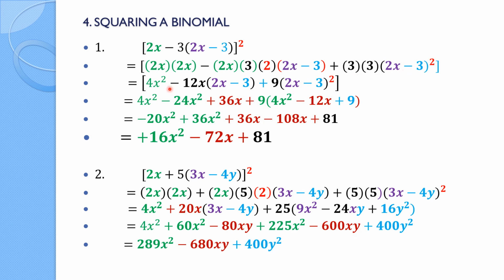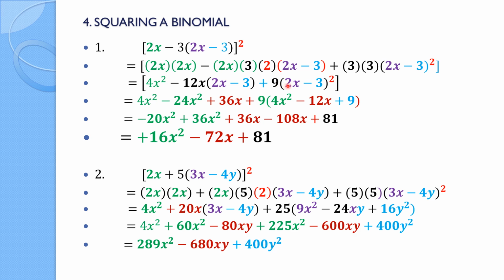Right, so that becomes 4x squared. Minus 12x times 2x would become minus 24x squared. Negative times negative would give me positive. 12 times 3 would become 36x. Right, plus 9. Now again, squaring a binomial. If you forget how to square, you forget the middle term, the whole sum is wrong.